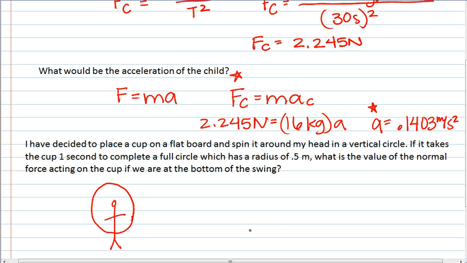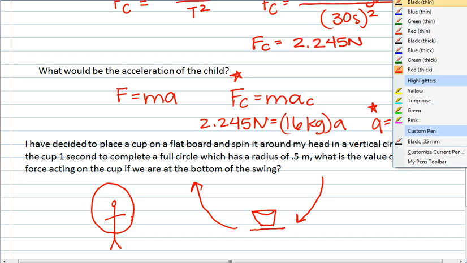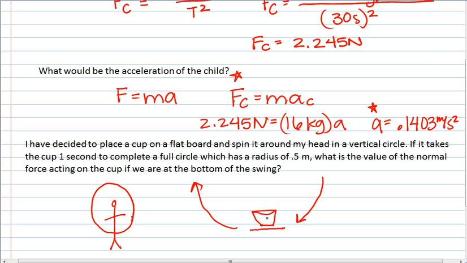I want to take a look at this cup at the bottom of its swing. So we know it's coming in like this and leaving like this. And here's my cup. Okay? Now, we have multiple forces acting on it. The forces that we're going to see that are acting on it are a normal force upwards and a force of gravity downwards.